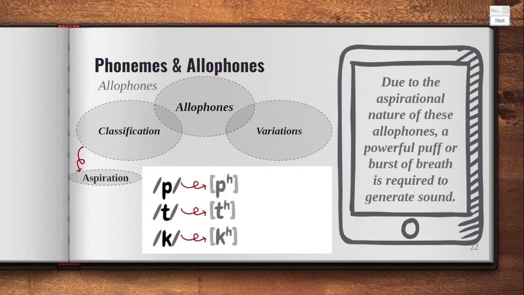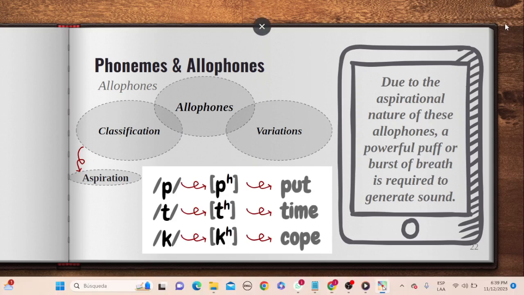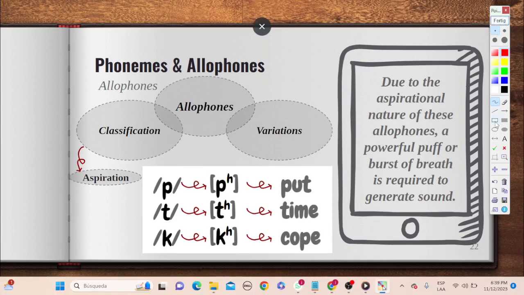Here we have the following examples. We have the consonant sounds pa, ta, and ka. And we have the word put, in which we can clearly notice that the explosion occurs in the consonant sound pa. The same thing is going to occur with time, ta, and also with cope, ka, cope.